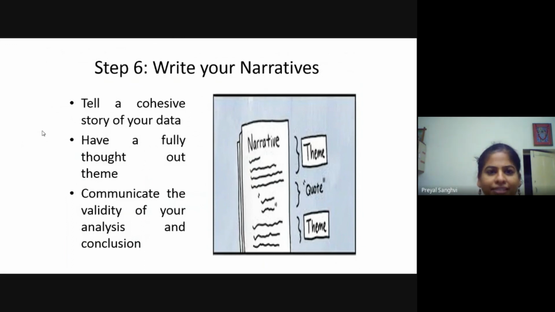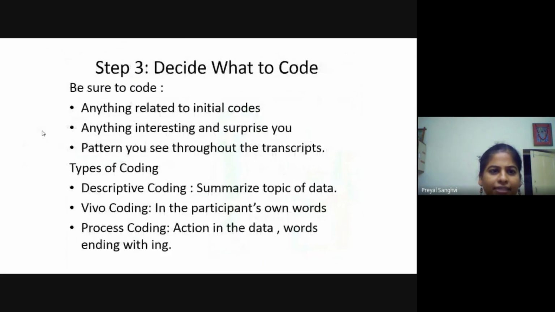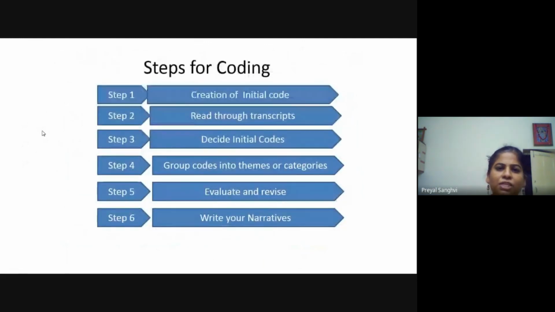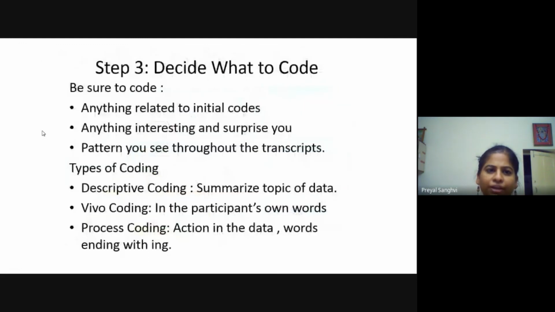So these are the 6 steps we have discussed in detail. We have discussed the initial code transcript, reading through the transcript, deciding codes, grouping codes into categories, then finalizing code categories, and after that the researcher needs to write down the outcomes or the findings.